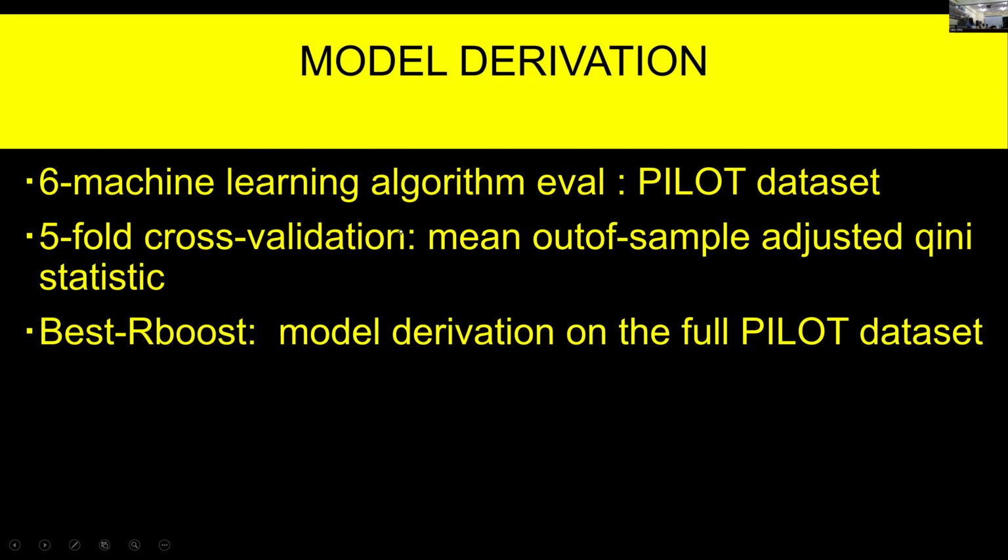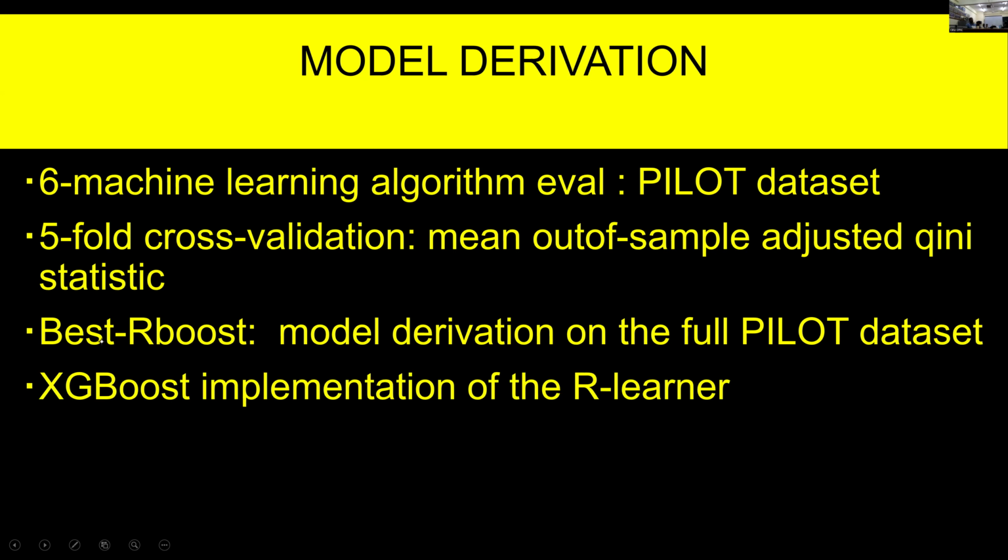Among the 6 machine learning algorithms, they found the R-boost is one particular technique which seemed to work the best. I'm just putting these words because increasingly machine learning and AI is coming to medicine, and we will get familiar with these words. It should not be like Greek or Latin. So this R-boost is actually something from an XGBoost implementation of the R-learner. So it's a type of XGBoost.